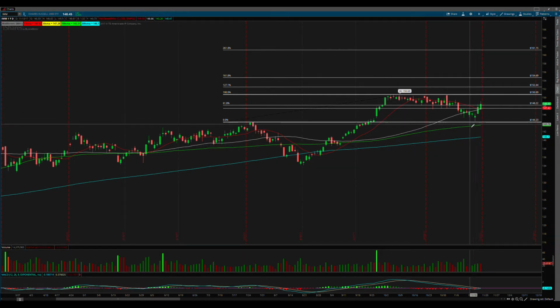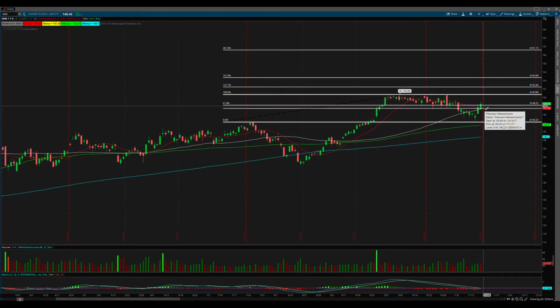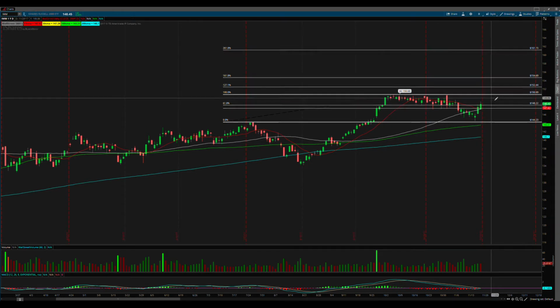So the bounce from here kept going. We can see 150 in the next couple of weeks, hopefully next week with the MACD crossing over. This is a good play from 148 to 150.